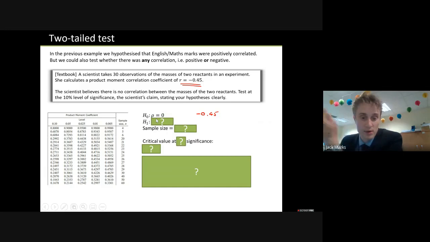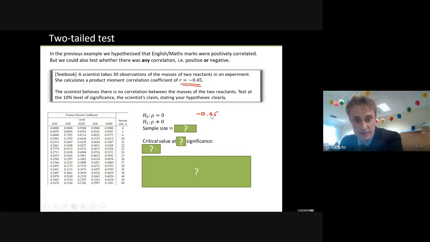The hypothesis is always up to us to prove that there is a connection. So the default is that there is no connection. In this case, she believes that there's no correlation between the masses of them. So this is actually a two-tailed test, isn't it? Because she's not saying that it's greater or it's less than. She's saying that it's not equal. So that's this one here.